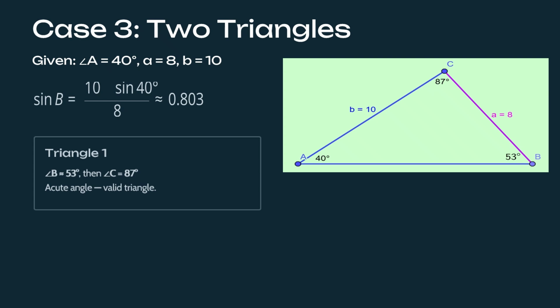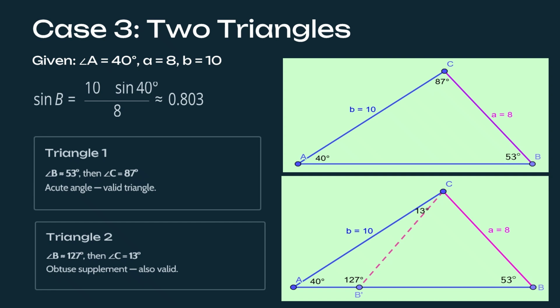In triangle 1, if angle B is 53 degrees, then angle C is 87 degrees. This gives us an acute triangle. In triangle 2, if angle B is 127 degrees, then angle C is 13 degrees. This gives us an obtuse triangle. Both satisfy the triangle angle sum rule, and both are valid solutions. That's why SSA is called the ambiguous case.